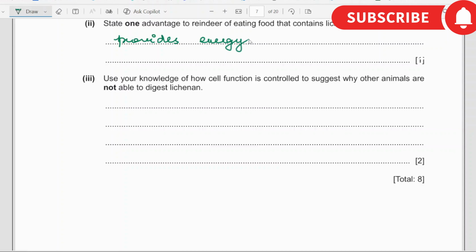Okay, if not energy, then if they ask you to write two, then extra carbohydrates are converted into, or extra glucose is converted into, exactly, glycogen and then fats. So it can be stored in the organism or whatever animal. Okay, use your knowledge of how cell function is controlled to suggest why other animals are not able to digest this one.